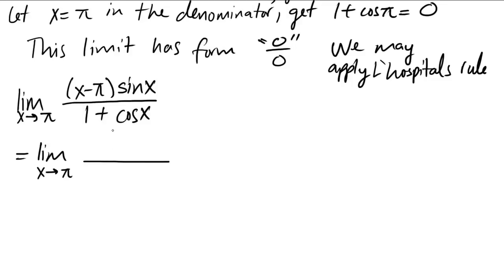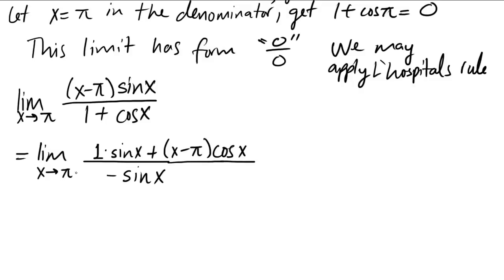So let's do that. Why don't we do the derivative of the bottom first? The derivative of the bottom is 0 plus minus sine x, which is just minus sine x. And if I do the derivative of the top, I have to use product rule. The derivative of x minus pi is 1 minus 0, so just 1, times sine x left alone, plus x minus pi left alone, times the derivative of sine x, which is cos x. Now notice if I let x be equal to pi in here, we get 0 over 0 again, right?